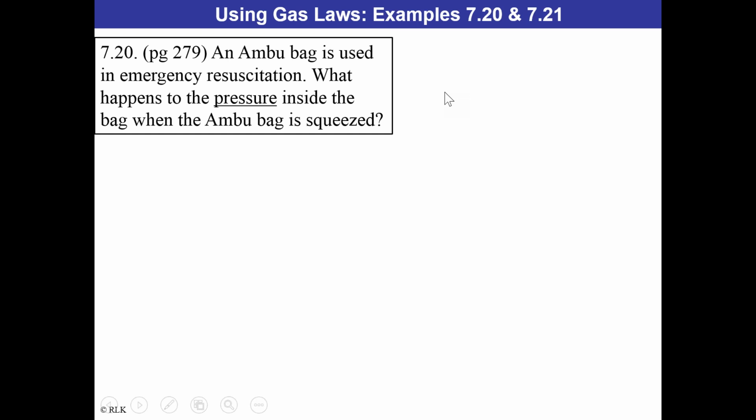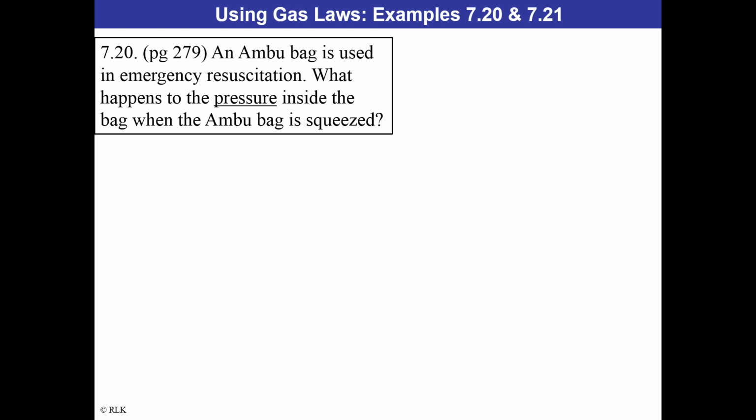So what I just want to do is start with some examples of what we had done, using those gas laws. We're going to use examples 720 and 721 that are in your book. And so here's problem 720. It's on page 279 of your book.